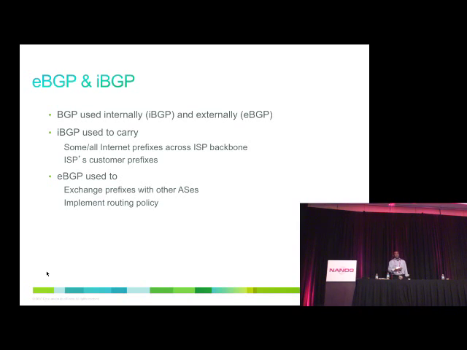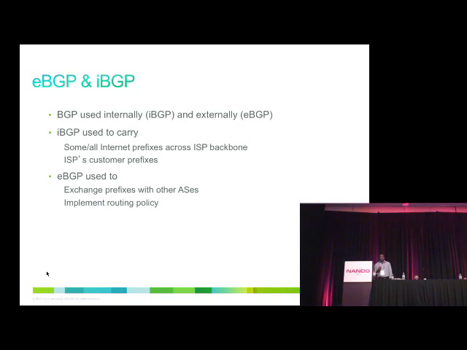So we have both internal and external peering, or use of BGP internally and externally. iBGP is normally used to carry internal routes like customer prefixes, as well as internal infrastructure prefixes. But eBGP is used to advertise summarized prefixes, essentially, or aggregated prefixes, and exchange external routes.